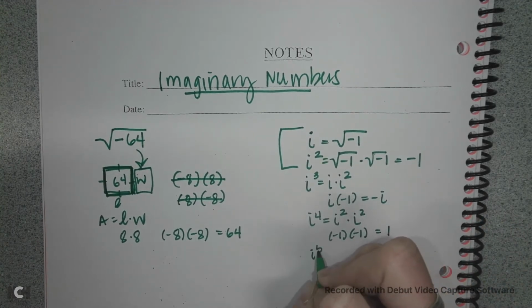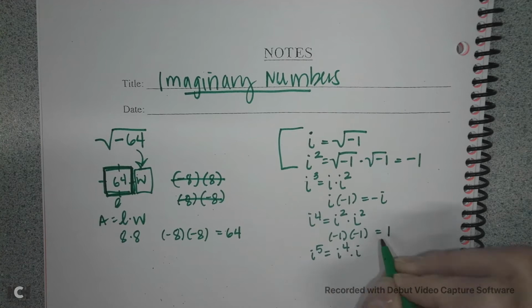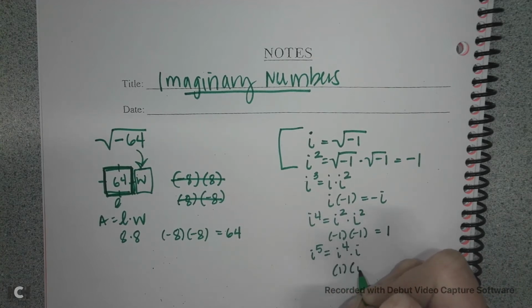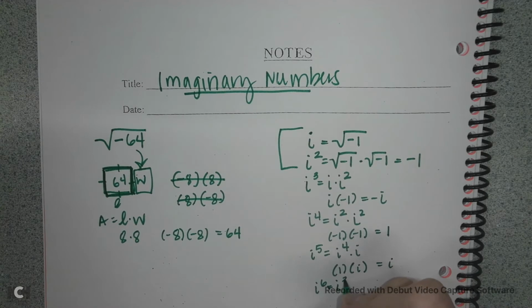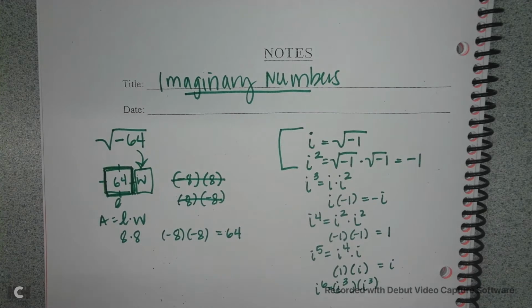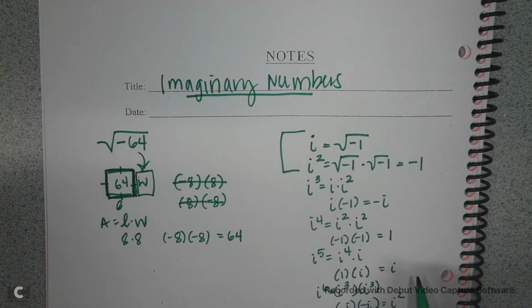And we could keep going. i to the 5th is the same thing as i to the 4th times i. Well, I know i to the 4th is 1, and i is i, so 1 times i is i. And i to the 6th is, well, you could do i to the 3rd times i to the 3rd if you wanted to. It's nice to do it with the 4, but whatever. So i to the 3rd is negative i, so I have negative i times negative i. Well, negative times a negative is a positive, and since there are 2 of them, it is i squared. And i squared is the same thing as negative 1.